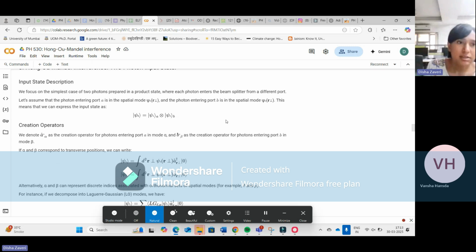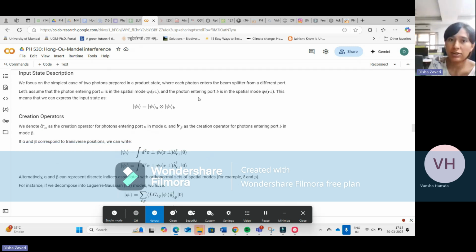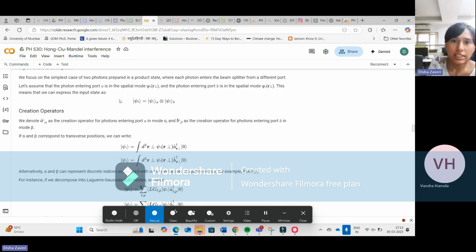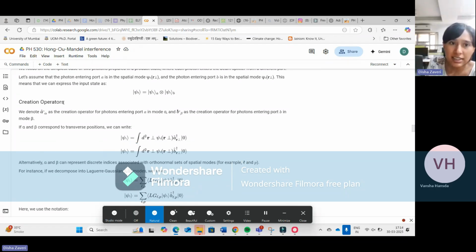Let's assume that the photon entering port A is in the spatial mode psi 1 and the photon entering port B is in the spatial mode psi 2, and it can be written as psi 1 cross product with psi 2.